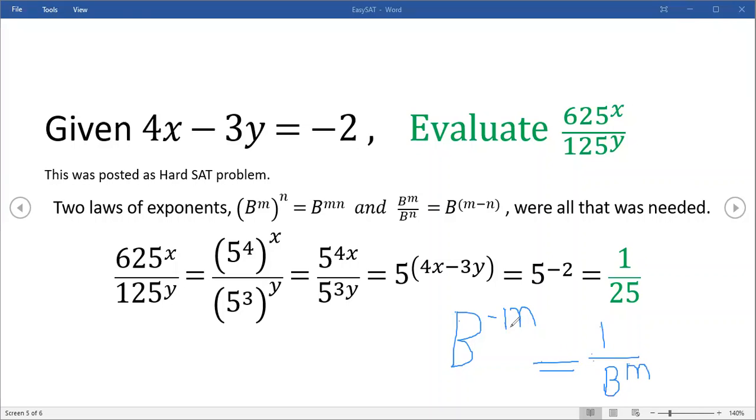So again, b raised to the -m power, where m is a natural number, is equal to 1 over b to the m, which is exactly what happened here. You can just think of 2 as being in the place of m right here. And so you get 1 over 5 squared, which is 1 over 25, which is the final answer.